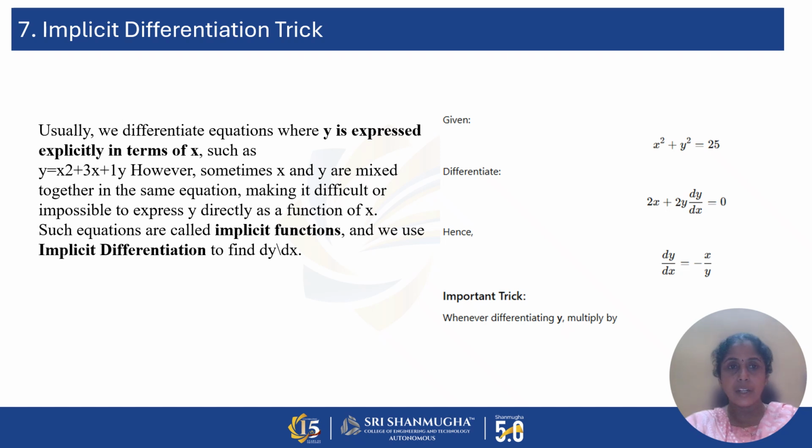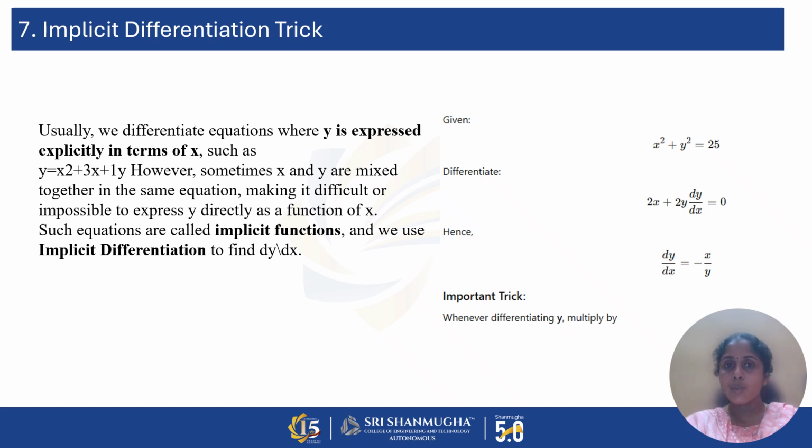Implicit differentiation trick. Usually we differentiate equations where y is expressed explicitly in terms of x, such as y equal to x squared plus 3x plus 1. However, sometimes x and y are mixed together in the same equation, making it difficult or impossible to express y directly as a function of x. Such equations are called implicit functions, and we use implicit differentiation to find dy by dx.